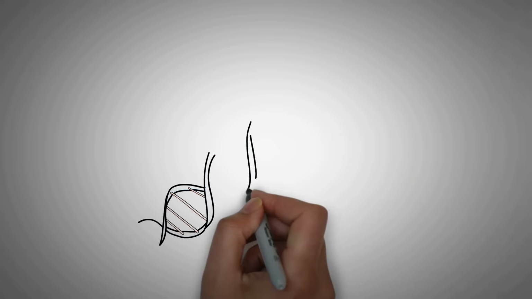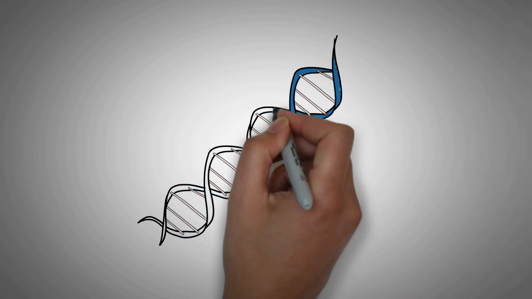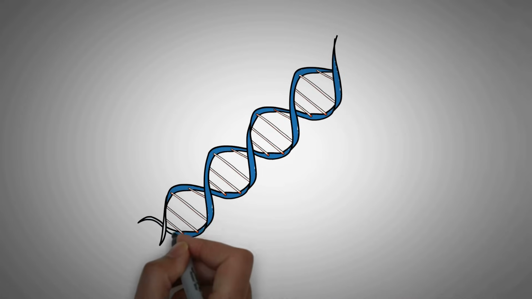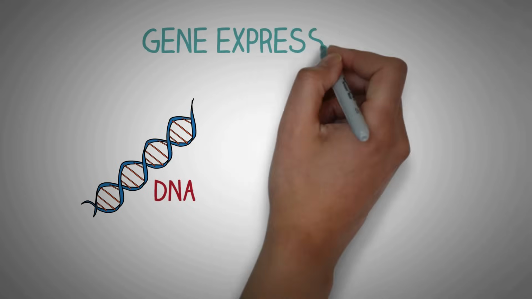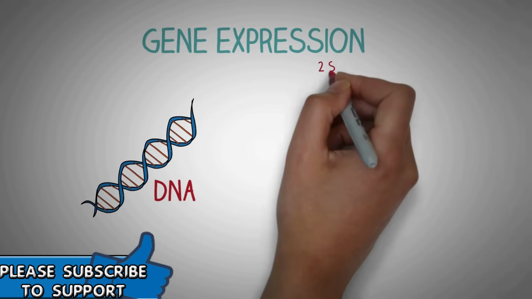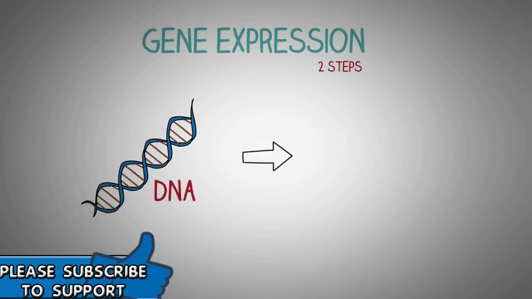So we know that all the information of the human genome is coded in the DNA in genes in the form of nucleotide base pairs. How this coded information is used to produce functional products like proteins is known as gene expression, and it essentially consists of 2 important steps.